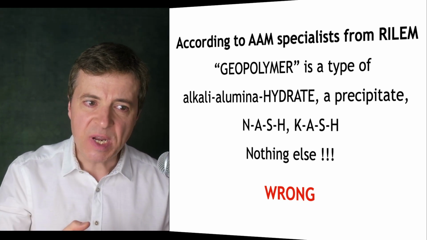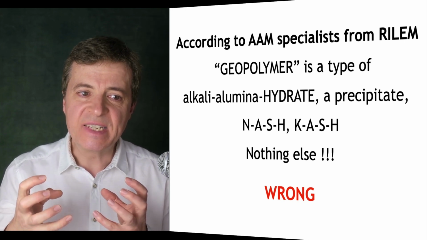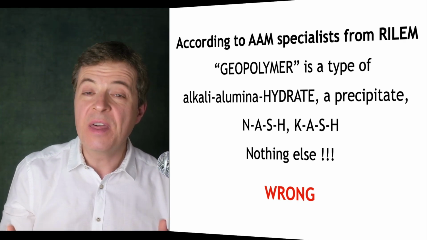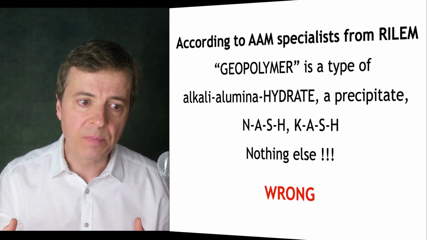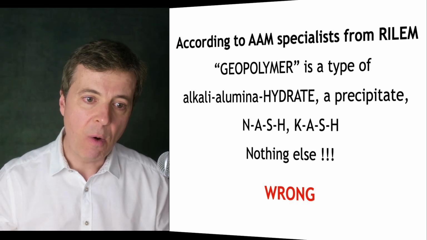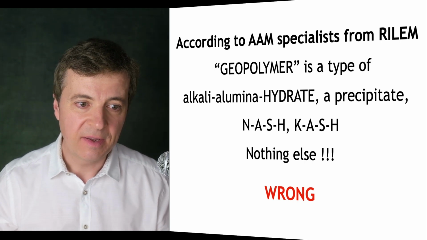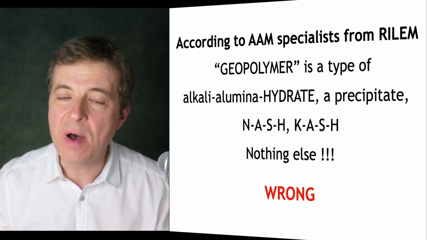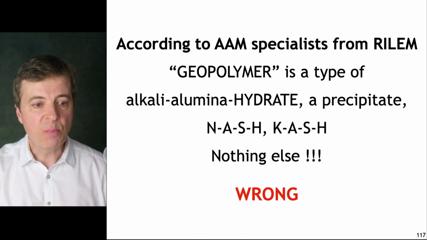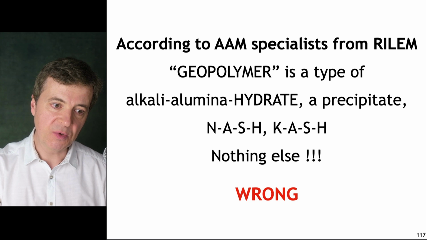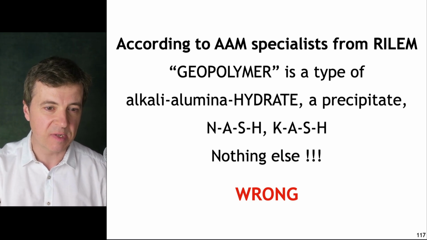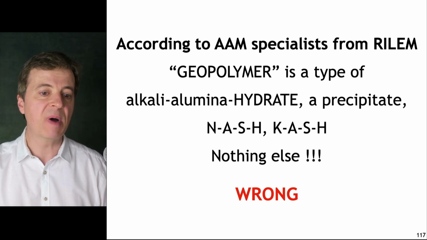Polymer, hydrate, and precipitate are distinct chemical entities that cannot be everything at the same time. They are not synonyms. It is not called geohydrate or geoprecipitate. It is called geopolymer for a purpose. On previous slide, number 62, I have shown a simple test to prove that a geopolymer is not a hydrate when I talked about the water to binder ratio.